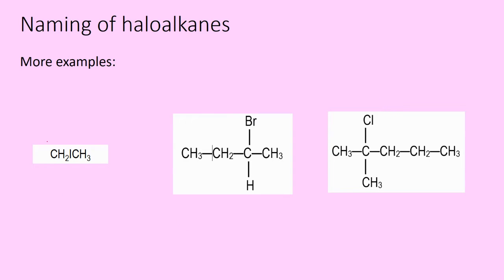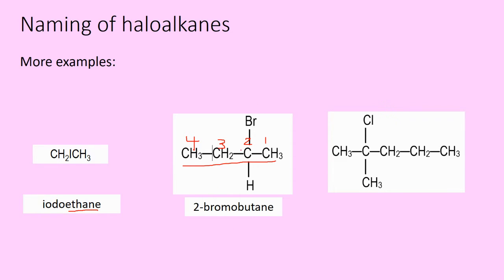Here are some more examples. This compound over here has 2 carbons, so it is ethane, 2 carbons, and iodine, there's just one of them, so it's iodoethane. This one has 4 carbons. We're going to number them from this end to make the side chain number as small as possible. So it's 2-bromobutane. Okay, so the bromine atom is attached to carbon 2.